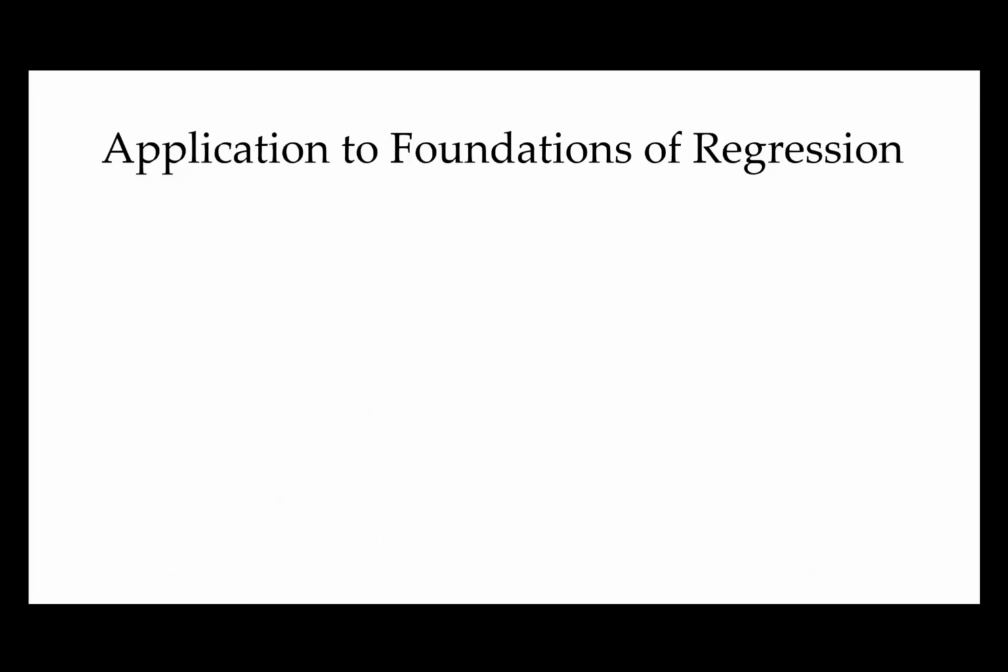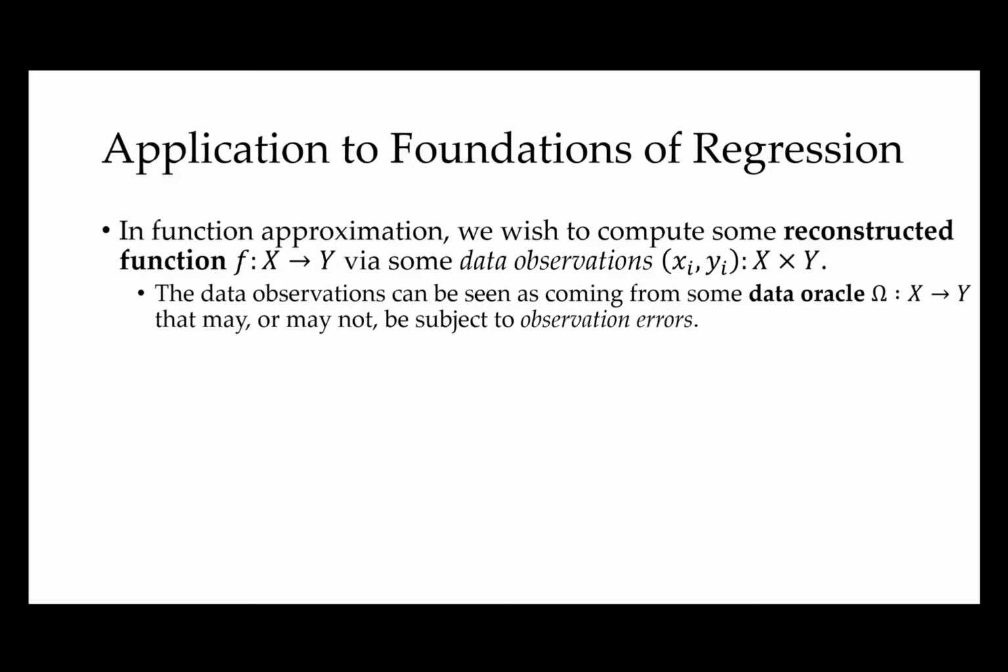proofs. So I'm going to talk about function approximation. In function approximation, what we want to do is reconstruct some function from some data observations. So this is the classic supervised machine learning situation. We have some data points x and y, and we want to fit a curve to it. And these data observations can be thought of in a functional way as coming from some sort of true function, some sort of data oracle, right? And we've just plucked a few examples out of it. And we can pluck more examples if we want or not.